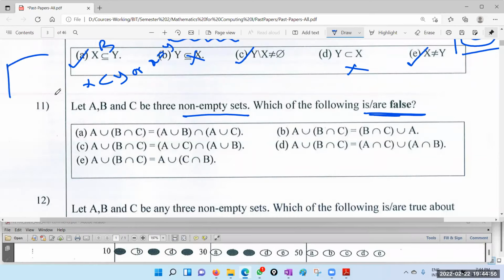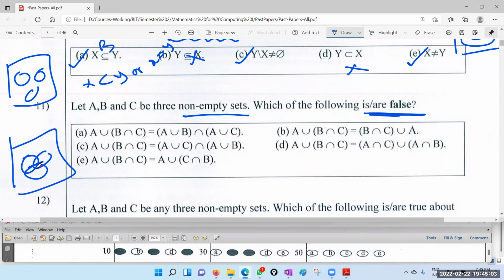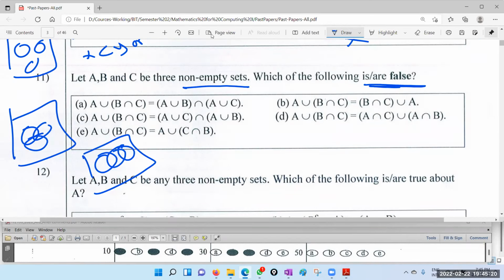So there's a possibility like this, and there's a possibility like this, and so many other possibilities are also there, like these two intersect, but this is intersecting like this, or this is away. So many possibilities. The only thing is they are non-empty sets. Which of the following are false? Right. So see whether these are general statements, because general statements are true for any scenario.